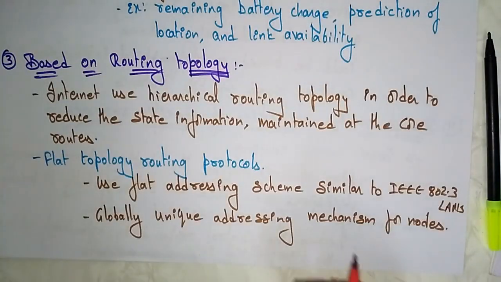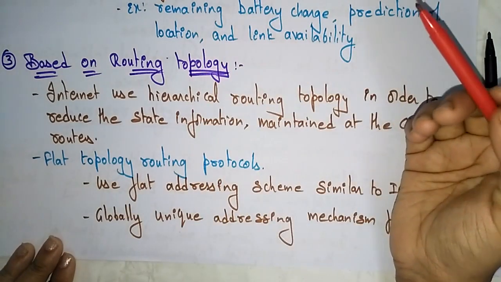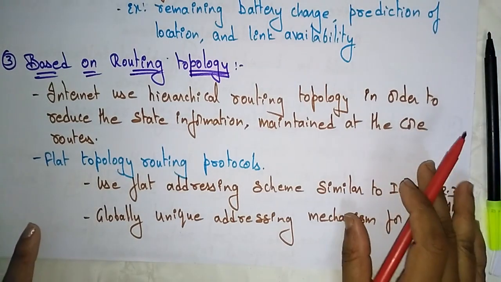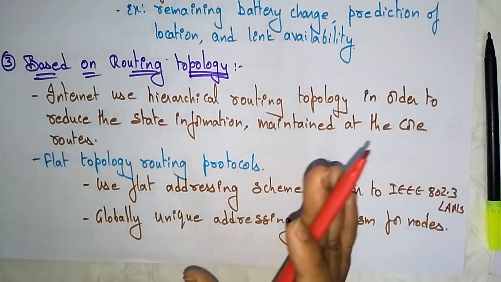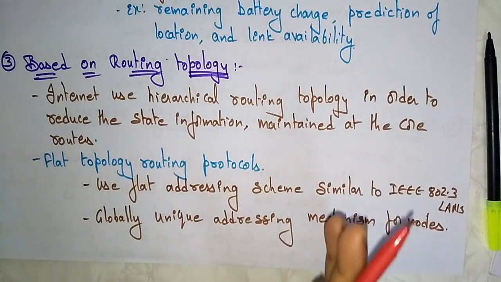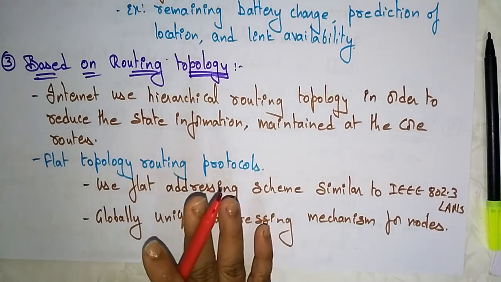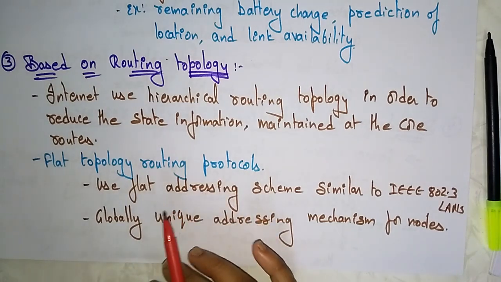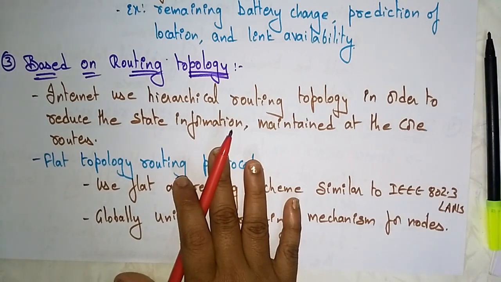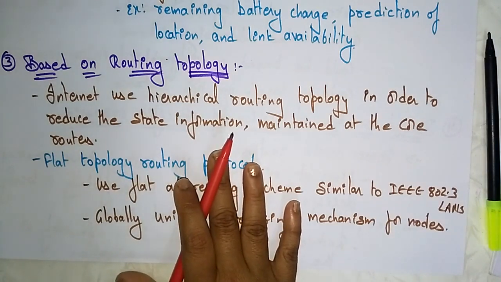And the next is that node lifetime is also included. That is the remaining battery life, prediction of location and link availability. That also has to be considered. These are all temporal information, not permanent. Whenever there are active nodes, the node lifetime, the node's future information and the node's past information are all dealt with in this classification based on the use of temporal information for routing.